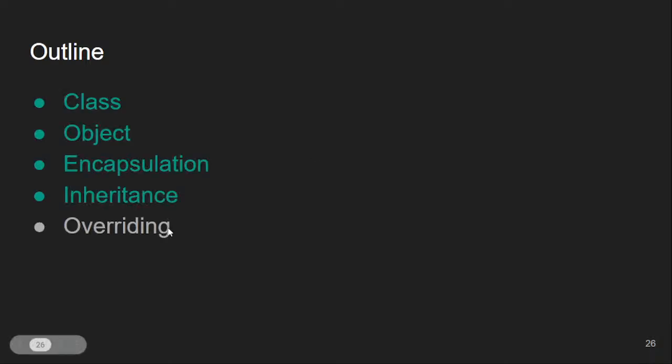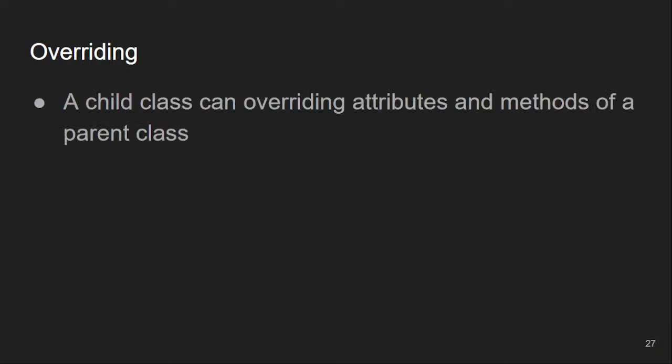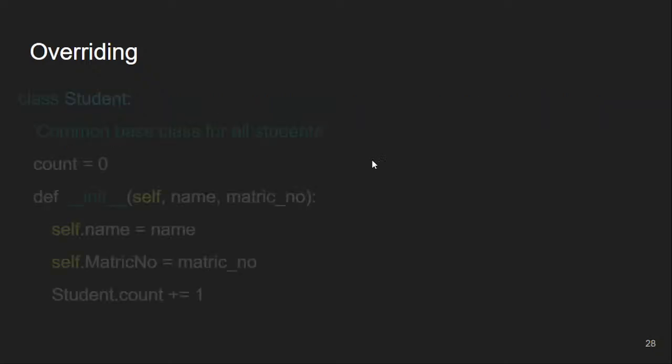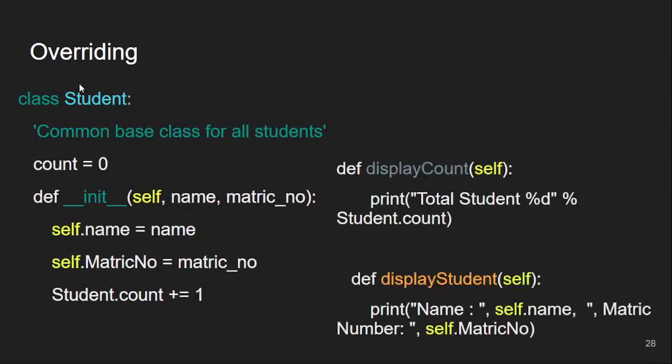So the other concept I would like to cover in this class is called overriding. Okay, so basically what happens with overriding is that you can override attributes and methods that were previously defined or declared in the parent. You can override them in the child class. So we have an example here. We have the student class. Student class has our init method. We have also display count, and then we have display student. So I want you to notice how the student is being displayed here. The student is being displayed by their name and then matric number.